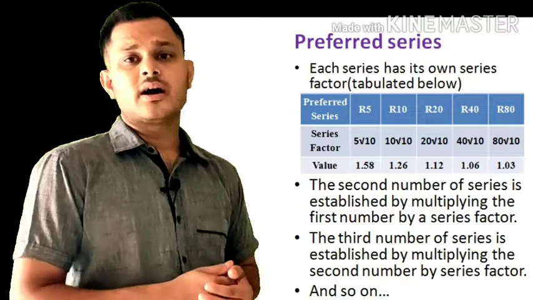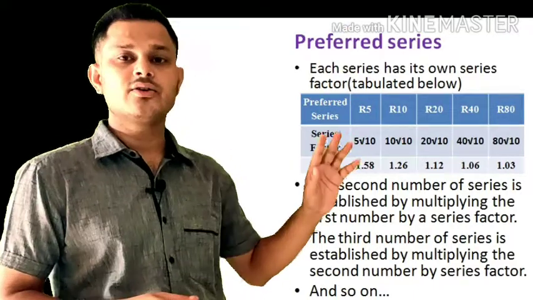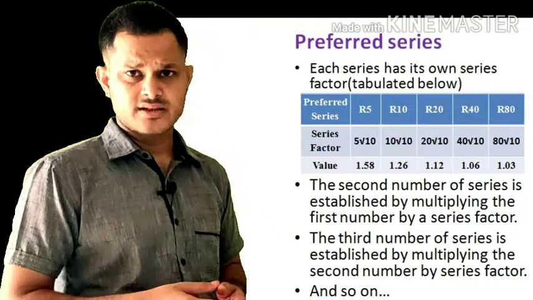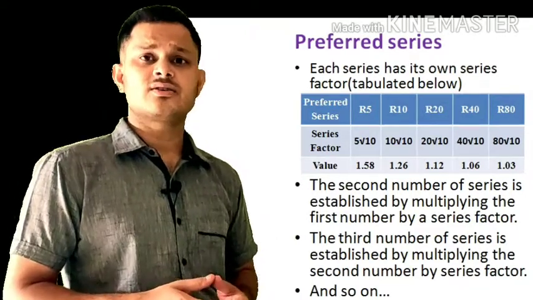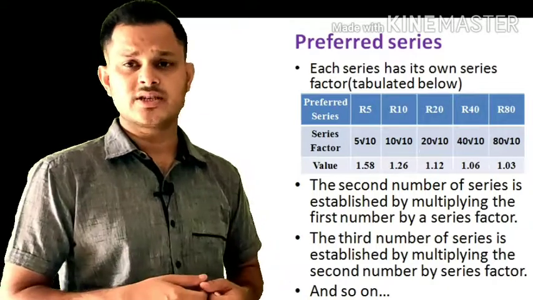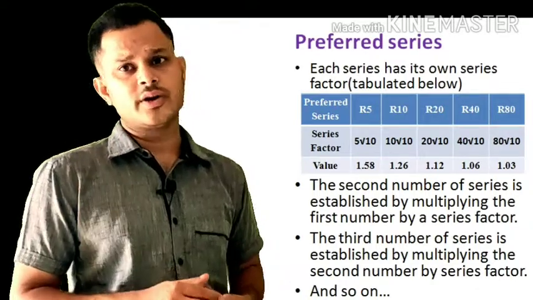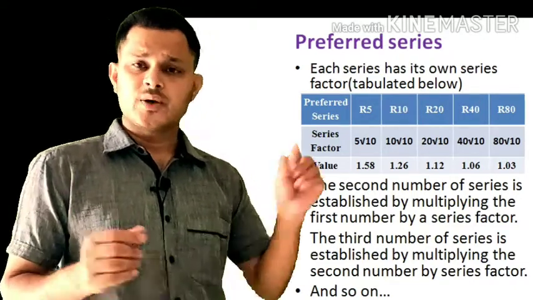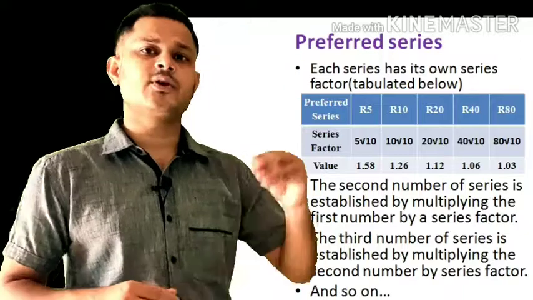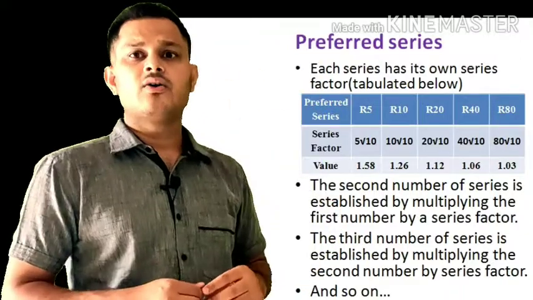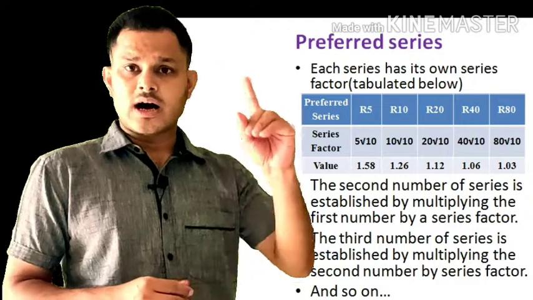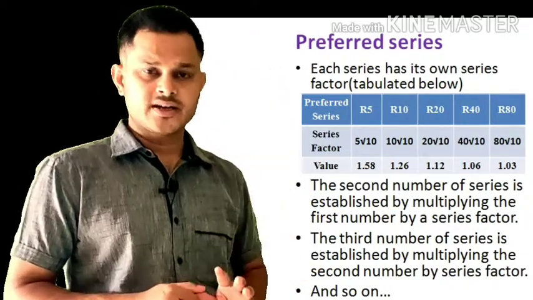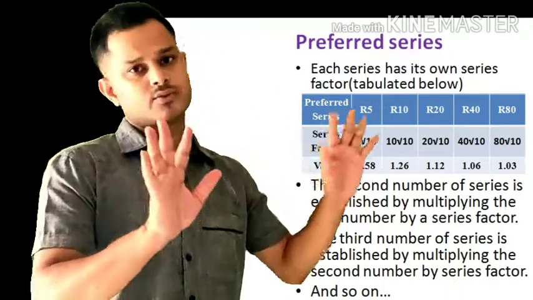Now the values are: if you find the 5th root of 10, you will have 1.58. We can approximate it to 1.6. Next is R10, which has the 10th root of 10, the value is 1.26, 1.12 for R20, 1.06 for R40 and 1.03 for R80. Now if you select any series, say for example I select R5, the first number would be 1 into 1.58, which is 1.58.